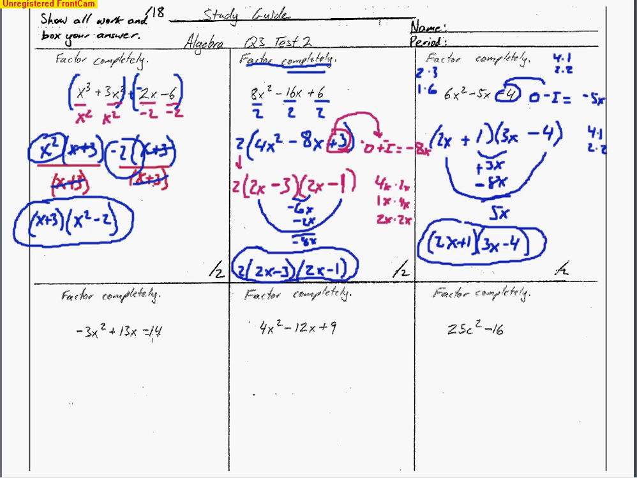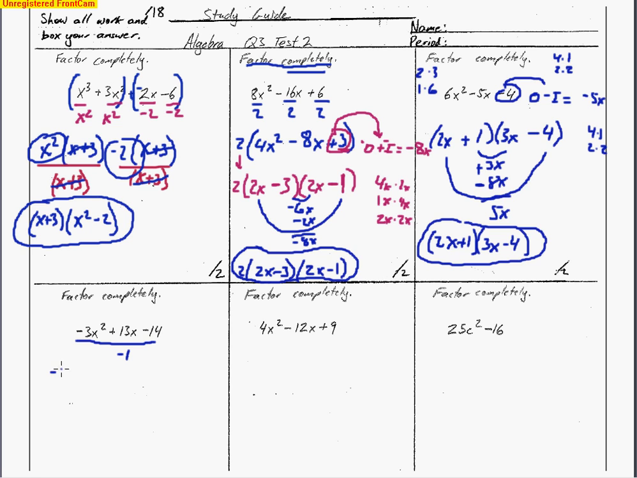Well, taking a look at the next one over here, we've got a negative 3x squared plus 13x minus 14. So I'm going to factor completely. I'm going to go ahead and take out the negative, because when I factor, I like to have this first term being a positive. It just makes it easier for me. So I'm going to take out a negative 1 from each of these terms.